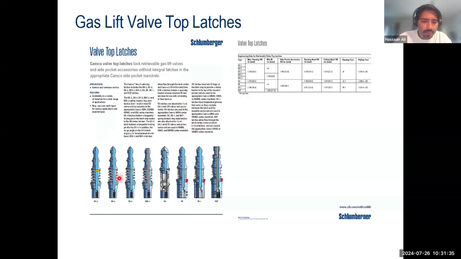What you see over here, which is called a PK2 type latch, is one of the most common ones, and which is used for the 1-inch valves, and the RK type latch is used for the 1.5-inch valves. But we can have different design variations in the latches to cater for different types of locking profiles in the mandrels.